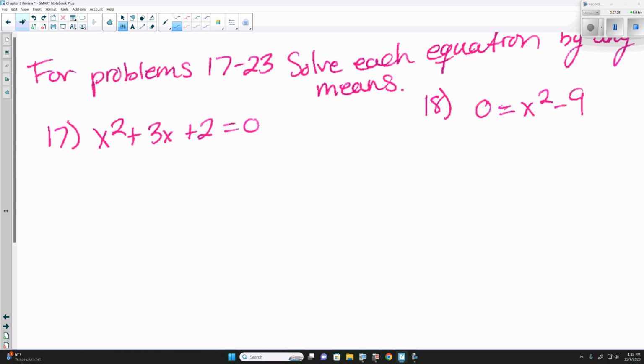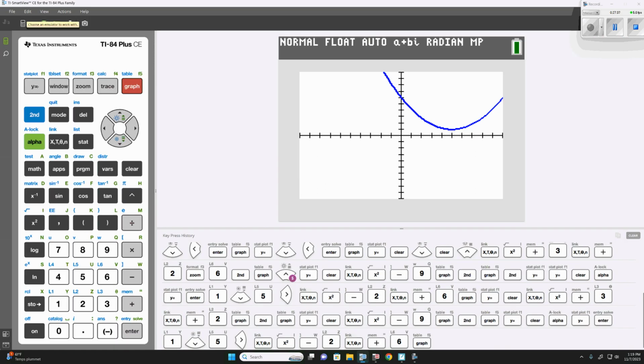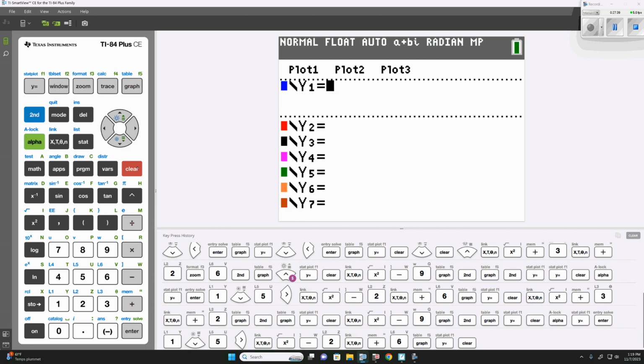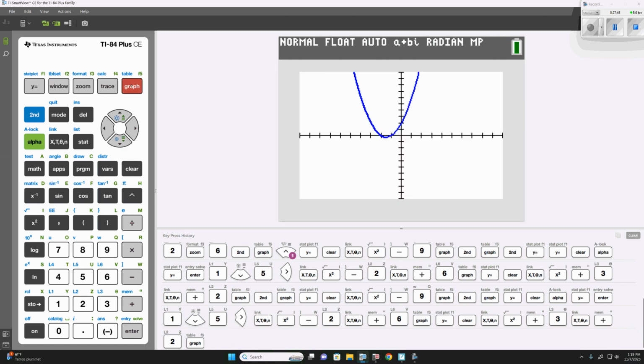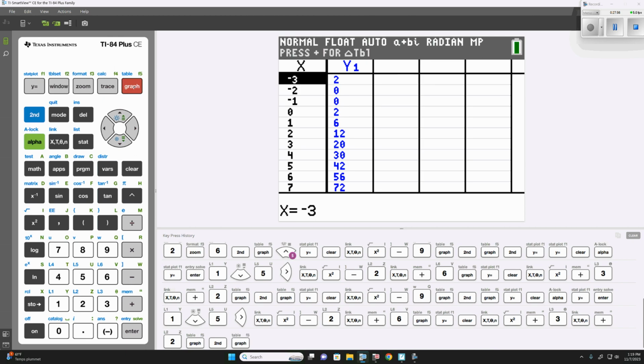Now if we look at the first one here, we can do number 17, x squared plus 3x plus 2. So if we want to solve it by any method, one way we could do is graph it. So we can say x squared plus 3x plus 2, graph. We can type it into the graphing calculator and say graph. And whenever we graph it, we're looking for where it crosses the x-axis. We want to see what values of x make the y value be 0.